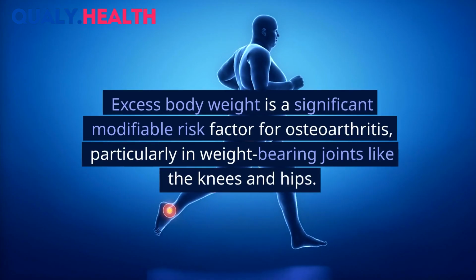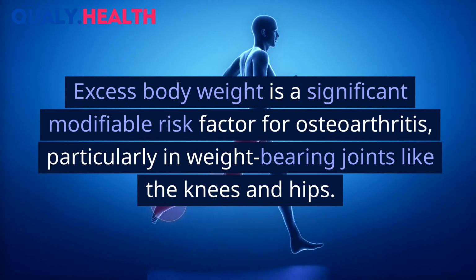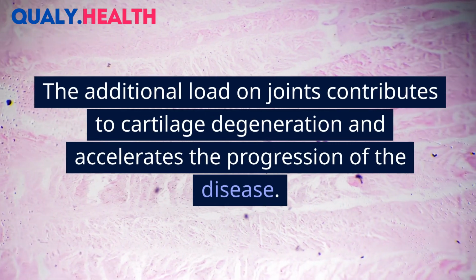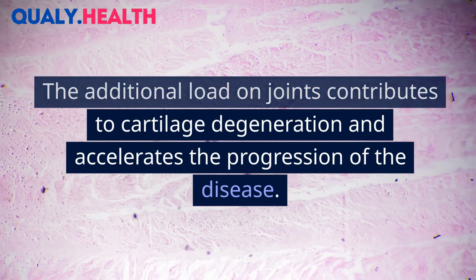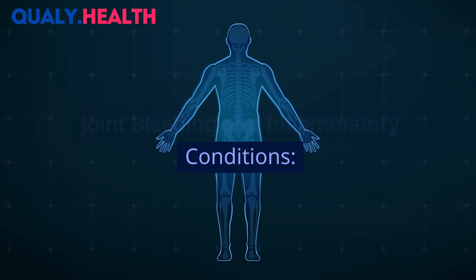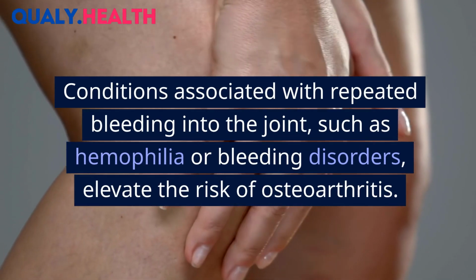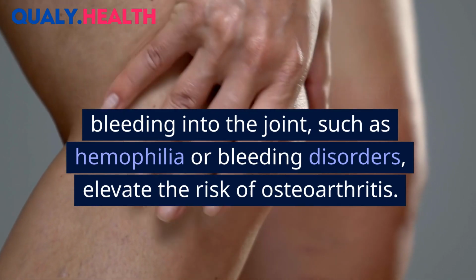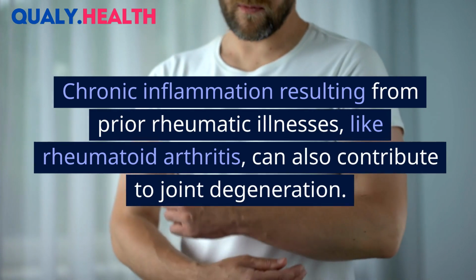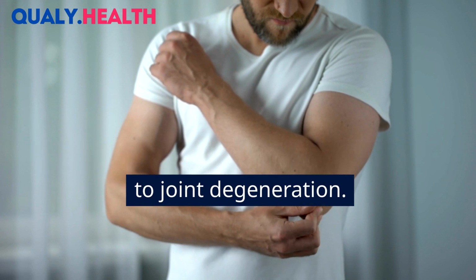Obesity. Excess body weight is a significant modifiable risk factor for osteoarthritis, particularly in weight-bearing joints like the knees and hips. The additional load on joints contributes to cartilage degeneration and accelerates the progression of the disease. Joint bleeding and inflammatory conditions. Conditions associated with repeated bleeding into the joint, such as hemophilia or bleeding disorders, elevate the risk of osteoarthritis. Chronic inflammation resulting from prior rheumatic illnesses, like rheumatoid arthritis, can also contribute to joint degeneration.